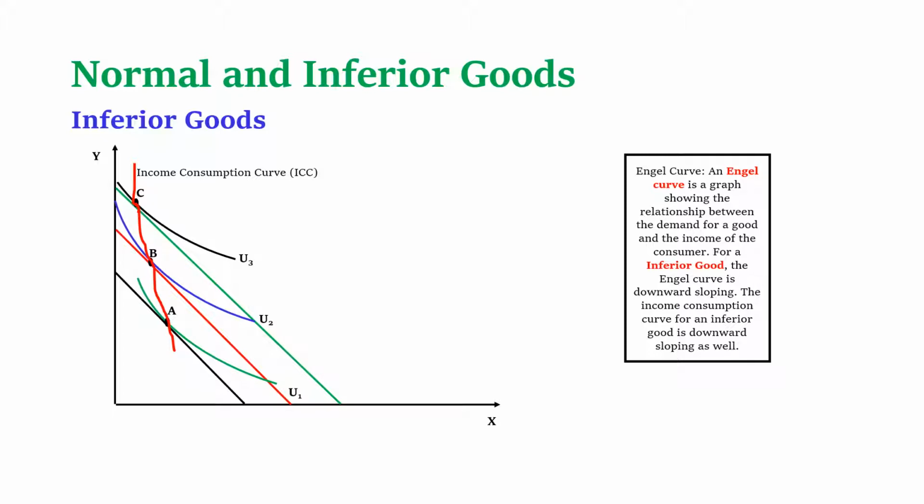So you see, the income consumption curve here is going to be upward sloping instead of downward sloping. Okay? And so this one is going to be downward sloping instead of upward sloping. It slopes downwards from left to right.